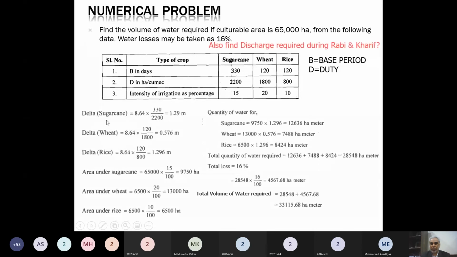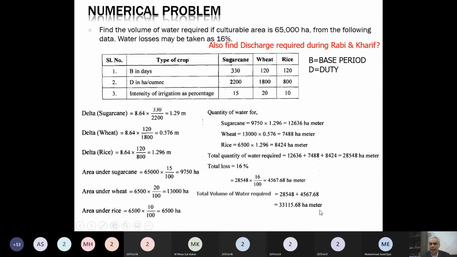So that is how it is done over here. Delta for sugarcane, delta for wheat, delta for rice. Then the area is computed, and they are computing area in hectares. Then the volume they are finding not in cubic meters, they are finding volume in hectare meters. Like we have the acre feet, in SI they are using hectare meter. So the total quantity of water required is the sum of all of them, add losses into it, and you can get the total volume required for this system of agriculture.